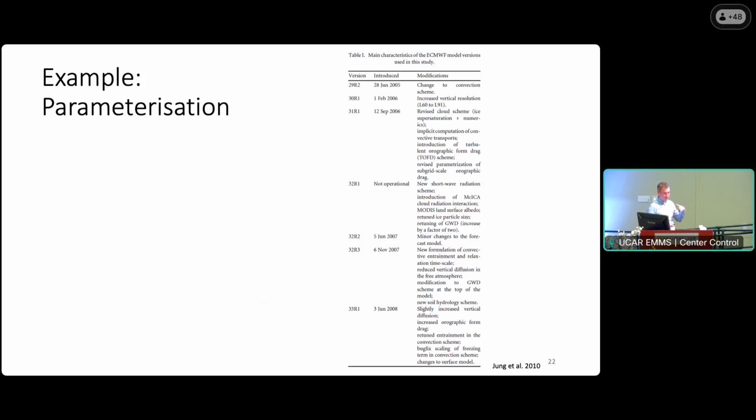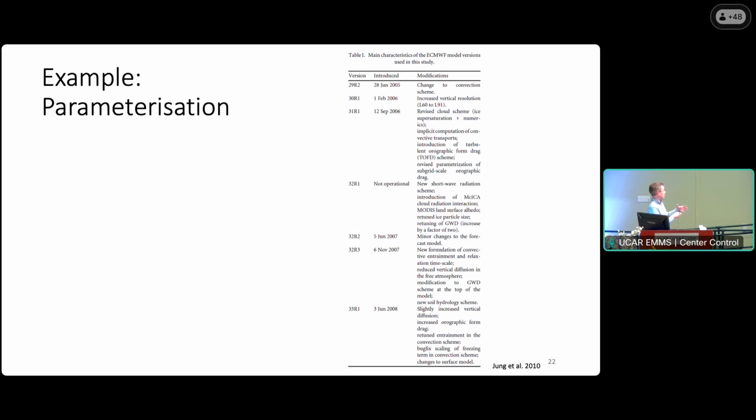So I've discreetly moved now from free running climate models to initialized predictions. And I'm staying with the ECMWF, and another study with the ECMWF model by Jung et al. I don't expect you to read through this long table, but what it details is all the different changes that were made to the seasonal forecasting system by ECMWF between around 2005 and 2008.